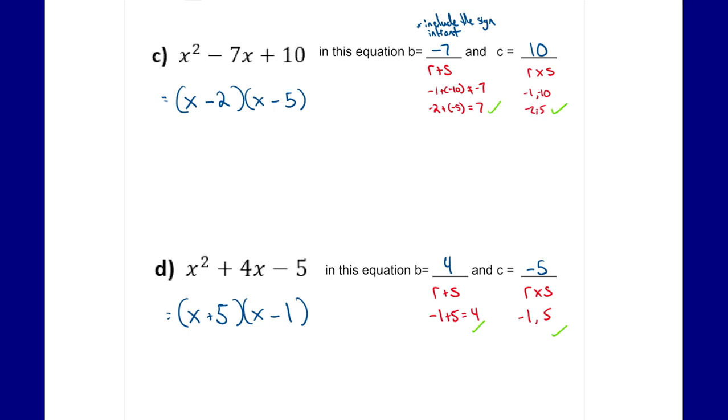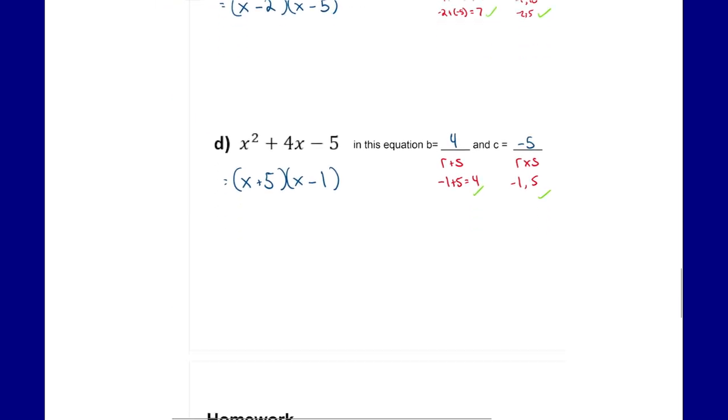Because this is a new concept, please make sure you are practicing. The more you practice this, the more you get comfortable with finding these numbers, plugging them into the brackets, making sure they work. So the more you practice it, the more you'll feel comfortable with these types of questions.